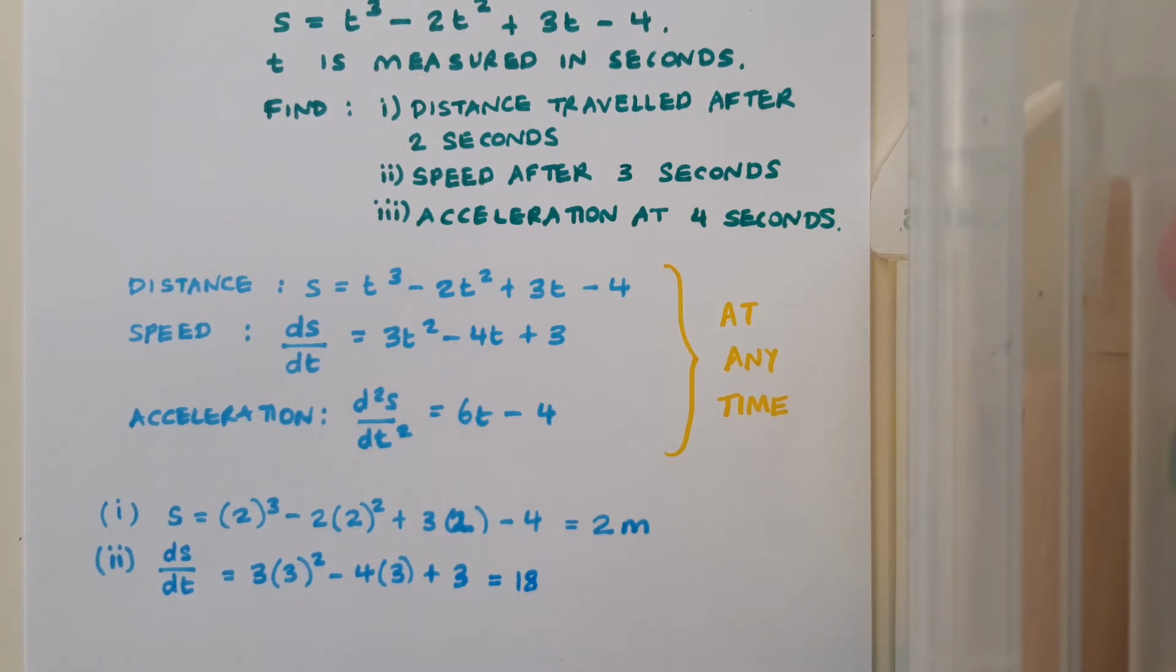Now don't forget, it's speed that I'm talking about, and my units are meters and seconds, so my speed is going to be meters per second, which I can write as m/s.